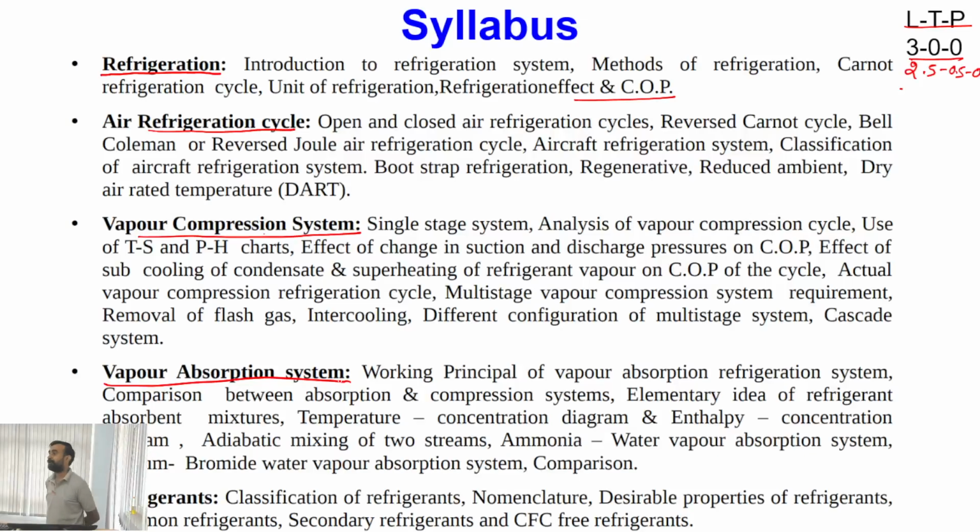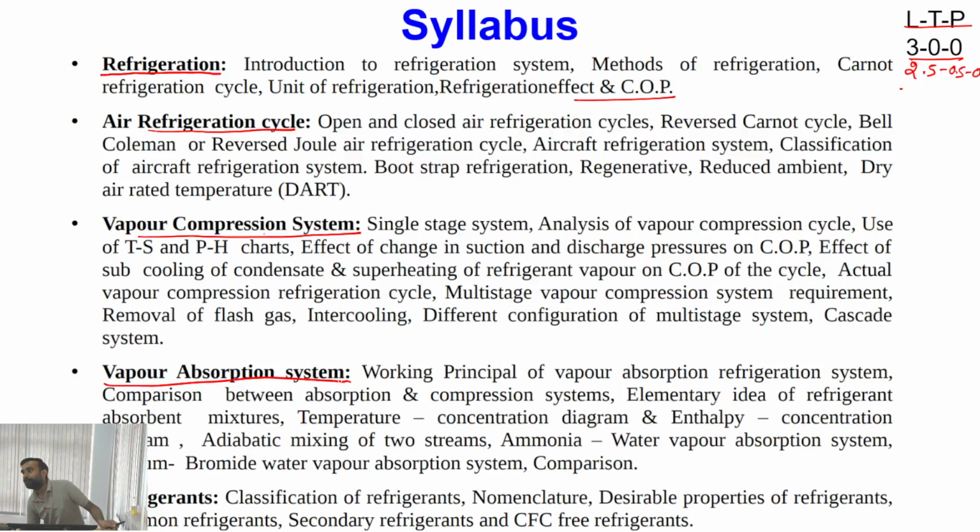So basically the vapor absorption system is another variant of the vapor compression system, where the compressor of the vapor compression system is replaced with some additional components. The advantage is that the vapor compression system utilizes high grade energy. We need to supply high grade energy to operate the compressor of a vapor compression system.